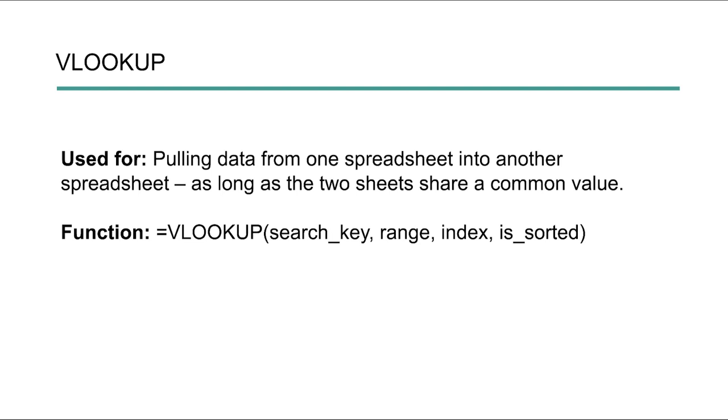The syntax is relatively easy. It starts with equal sign VLOOKUP. Next, you'll have the search key. So this would be the vertical list of cells that you want to use as the key. Next, you're going to have the range, so the range of cells you're going to be looking at on the other sheet, the index, so the actual bit of information you need, and then how you're going to sort that information. So let's take a look at how we can leverage VLOOKUP.